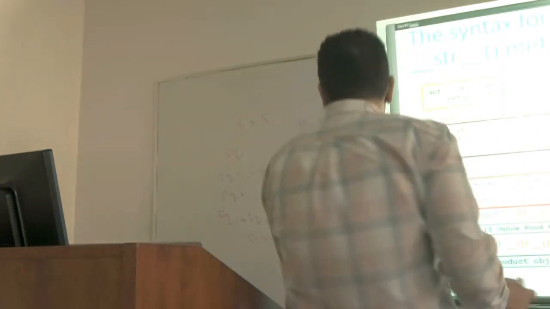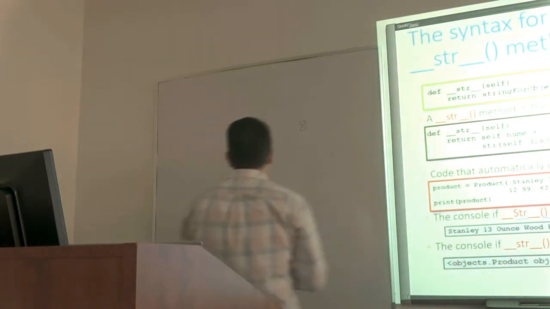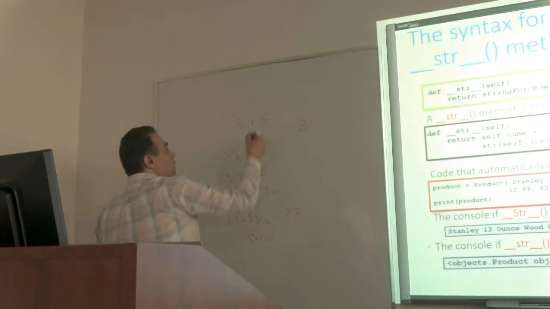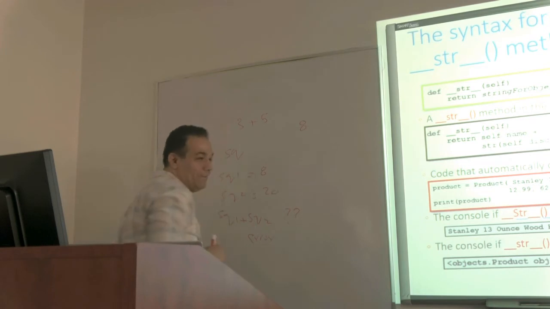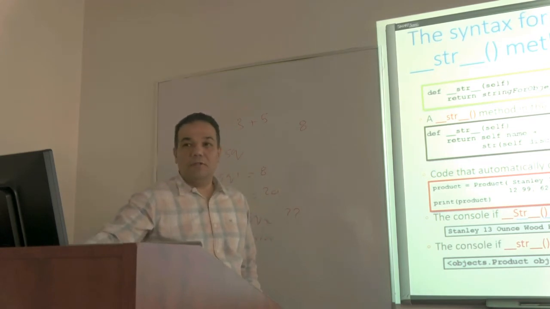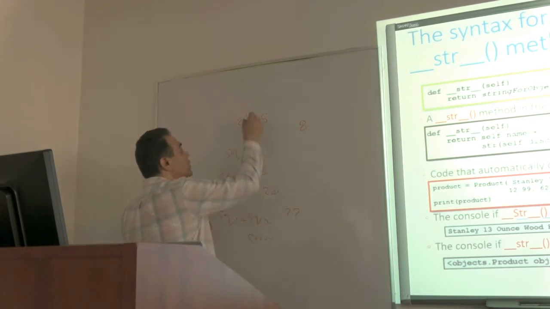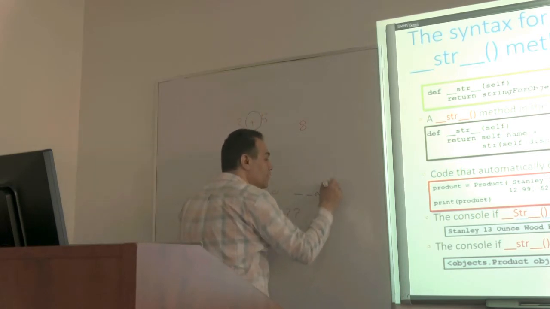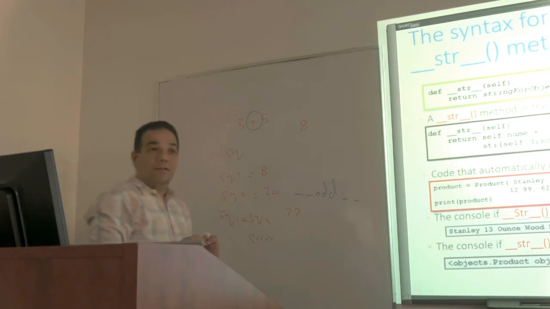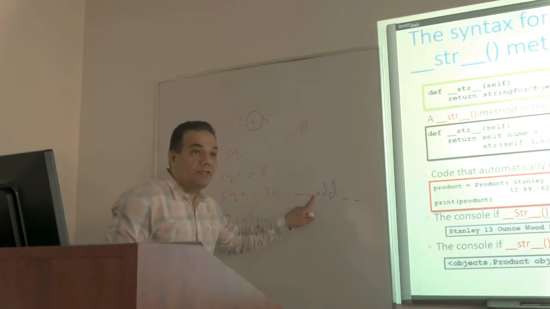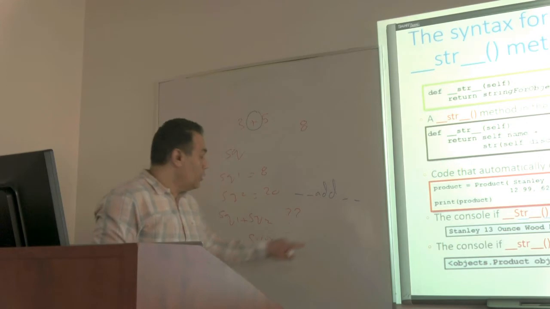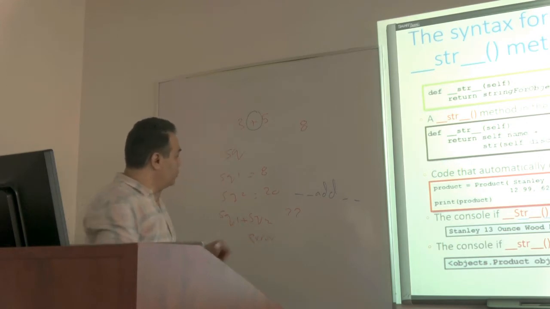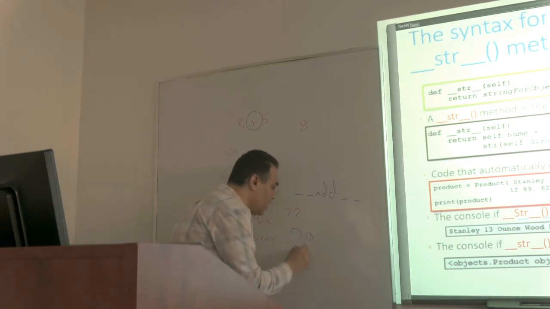But you have to know that this is a function. It's a method. What is the method? Underscore underscore add. So I could override this function. When I do square 1 plus square 2, it gives me 28.